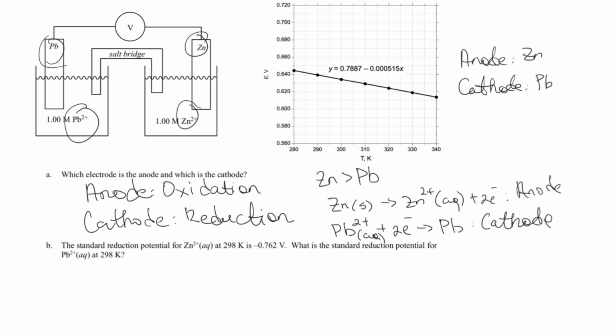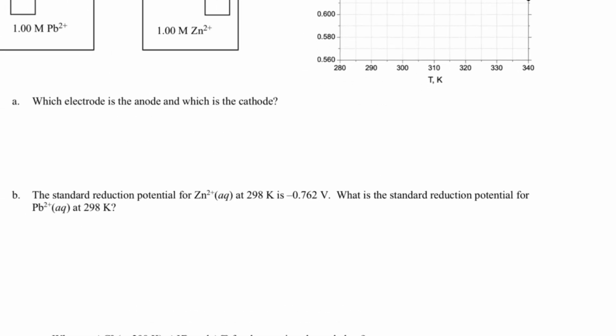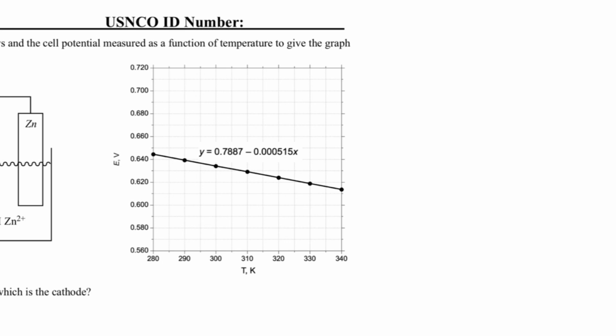Okay, now we're moving to the next question. Alright, so now we have the standard reduction potential for zinc, and they are asking what is the standard potential for lead. Look carefully, the question asks for the potential at 298 kelvins. But the problem doesn't give us the potential of the cell directly at 298 kelvins. Instead, they give us a graph of the cell potential versus temperature in kelvins.